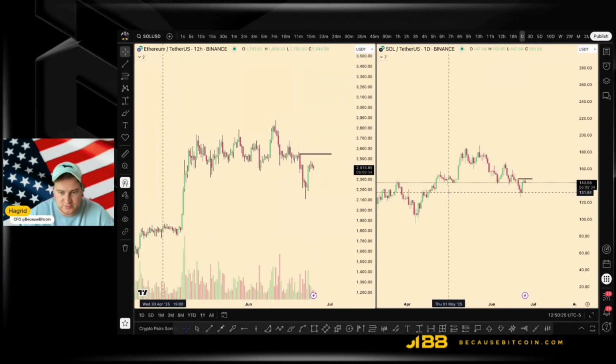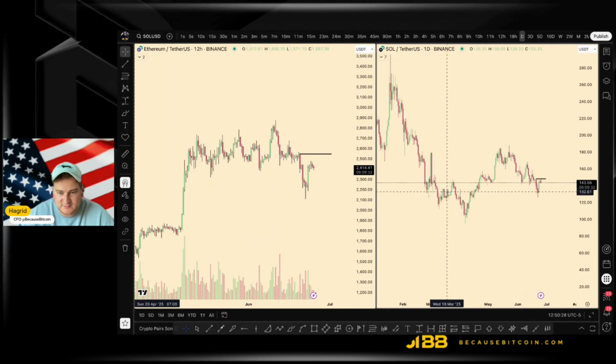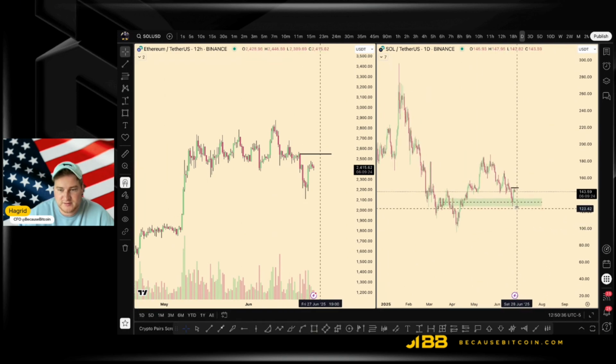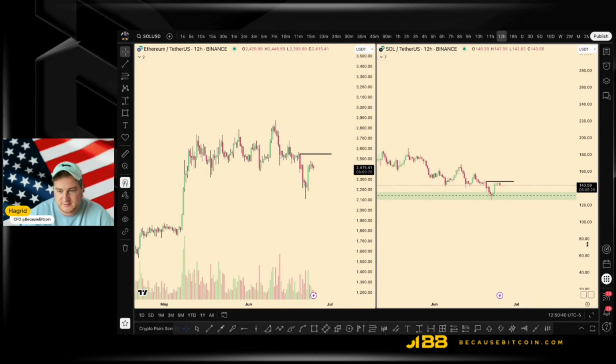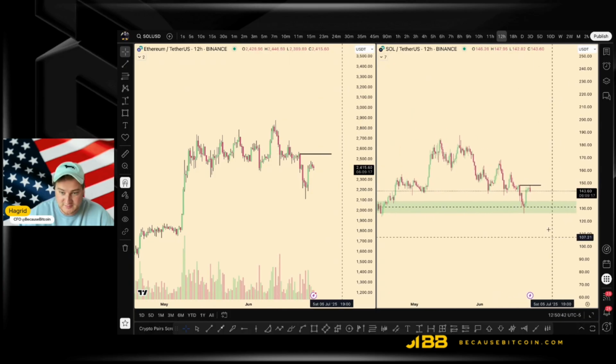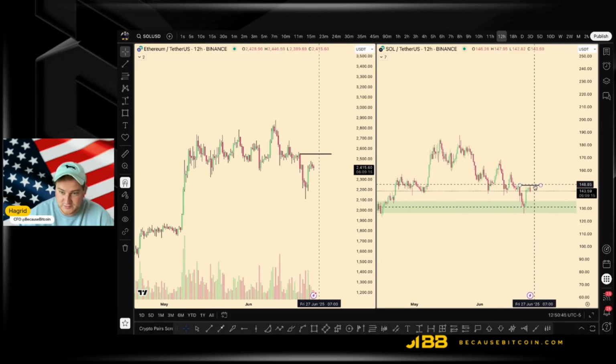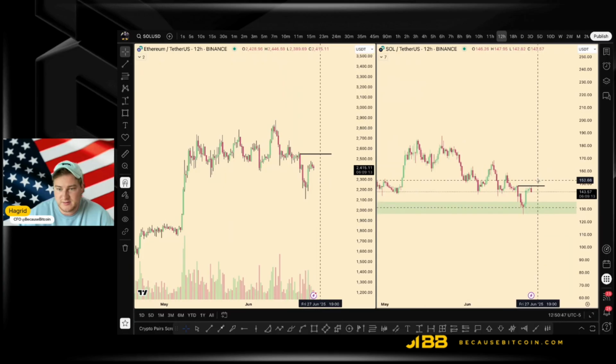For SOL, I would love to see 135 to 125. Anywhere in this region, I think we have pretty good support. I would hate to see a lower high out of SOL, mostly because it corresponds very closely with Pepe, which we can go over here in a little bit as well. Yeah, we just don't want to see this downtrend continue. And I think it's slowing, right?